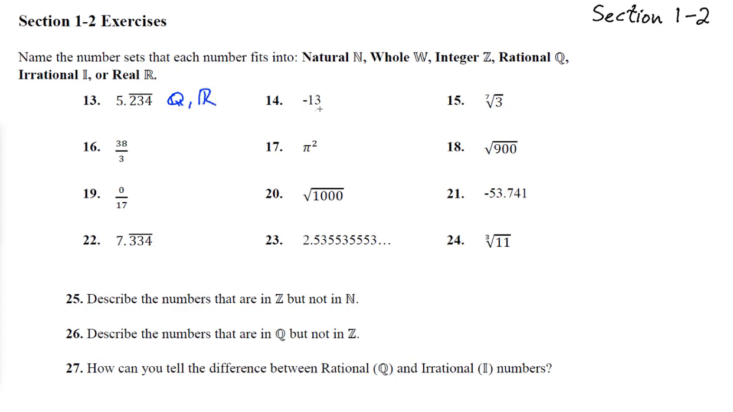Number 14, this is a negative whole number, so that means we are in the integers. So that's a Z, and that is definitely a Q, since all integers are fractions, and we're definitely a real number.